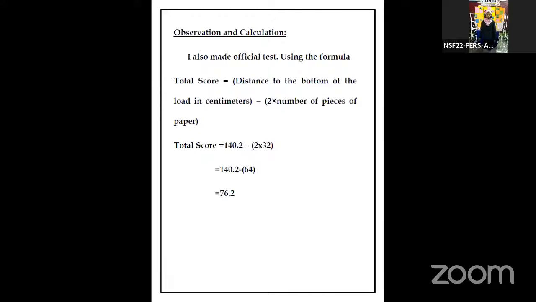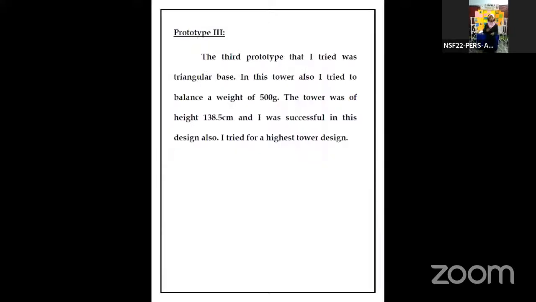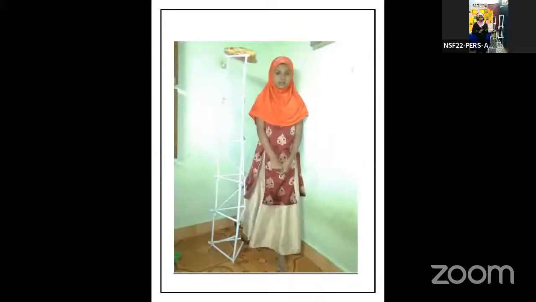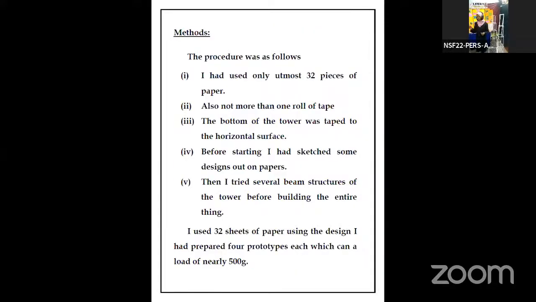The procedure is as follows. I had used only at most 32 pieces of paper, also not more than one roll of tape. The bottom of the tower was taped to a horizontal surface. Before starting, I had sketched some designs on paper and then tried them with papers. Then I tried a single beam, several connections between the beams of the tower, before building the entire thing.